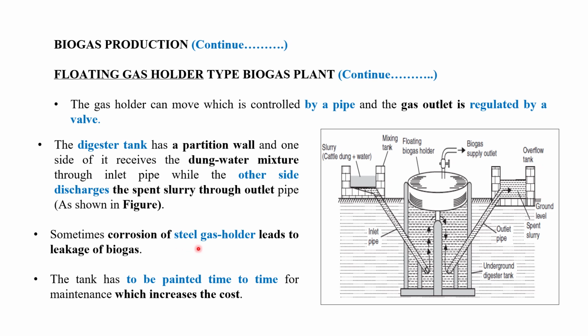Sometimes corrosion of the steel gas holder leads to leakage of biogas. In that case, the steel gas holder must be painted from time to time. Definitely, it will increase the cost of the biogas plant. So this is about the floating gas holder type biogas plant.